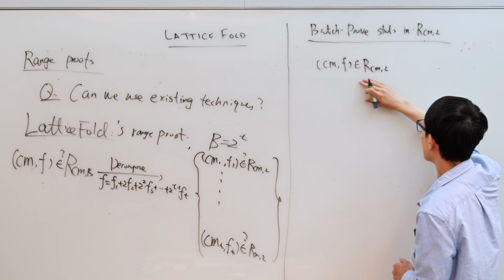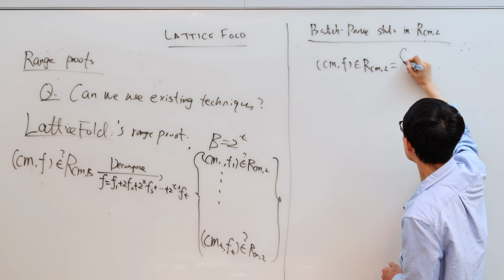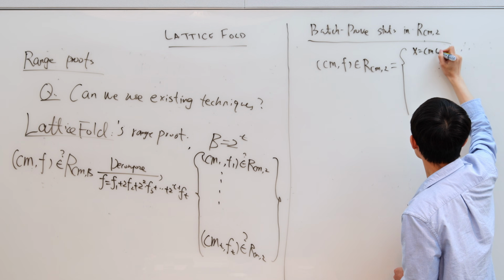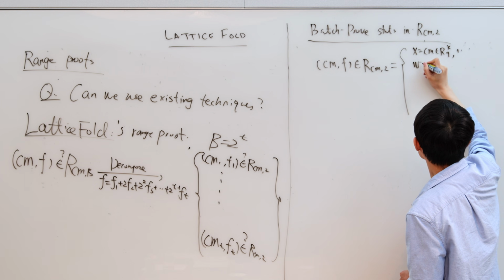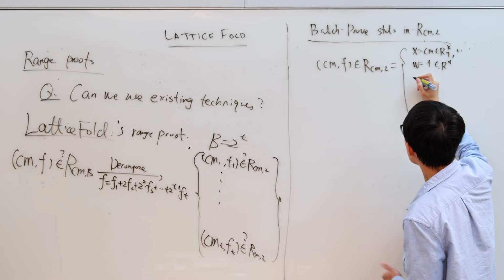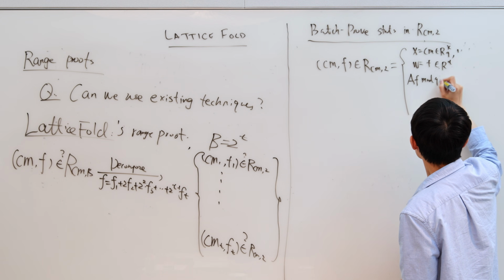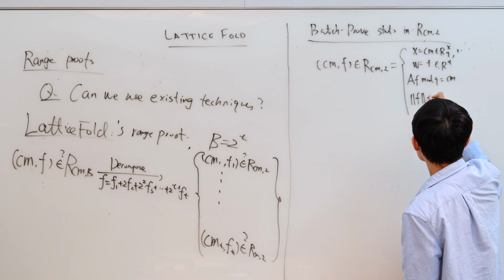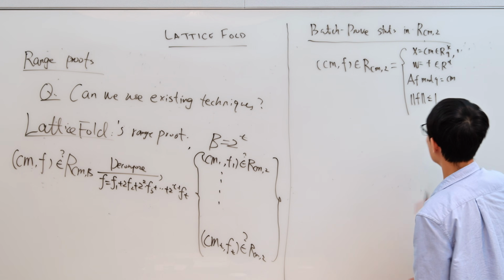And let's recall the definition of RCM2. If you still remember, this is a set of relations where the instance is a commitment in R_q^κ, and the witness is a vector in R^L, and we want to check that AF mod Q equals CM, and the norm of F is less than or equal to 1. Or less than 2 is the same as less than or equal to 1.